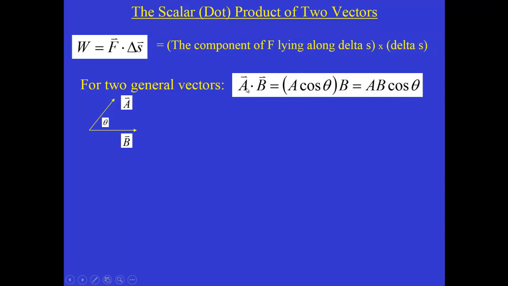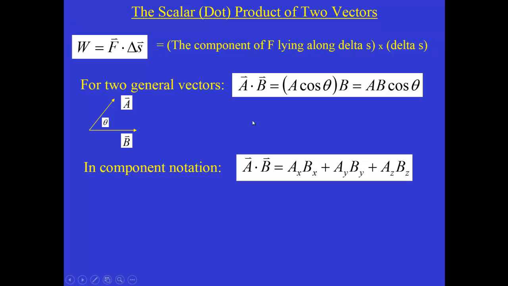So for the most general case here of two vectors A and B, we draw them so that their tails are in the same place, and then that defines an angle theta between them. So A and B form the dot product A dot B using this notation up here, this definition. The component of A lying along B is A cosine theta. The magnitude of B is B, so that AB cosine theta is the dot product of vectors A and B. Notice, again, that the result is not a vector. The result is just a scalar number. And so that's why this is sometimes called the scalar product of two vectors.